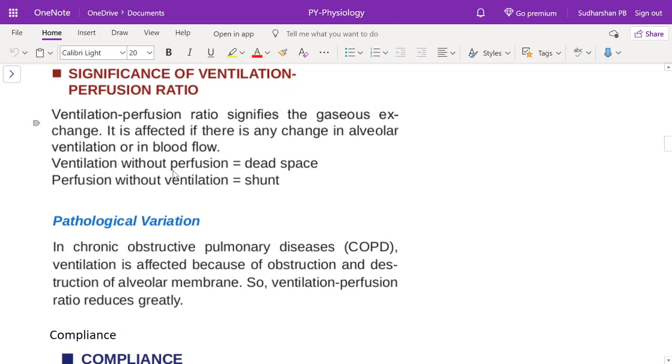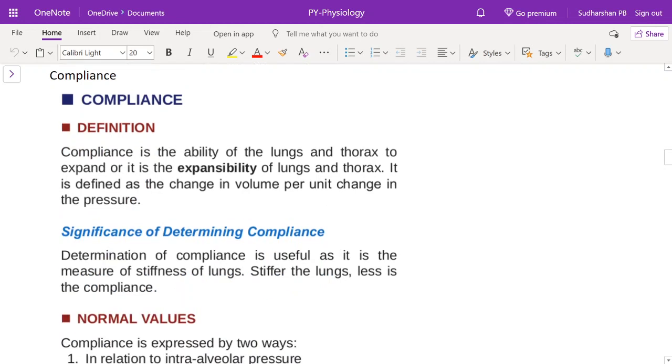Now it leads to two important things. One is dead space and shunt. That is, ventilation without perfusion is dead space, the reverse is shunt. And briefly the pathology. If we come to the pathology, we'll have COPD, chronic obstructive pulmonary disorder, where the ventilation perfusion ratio is affected.